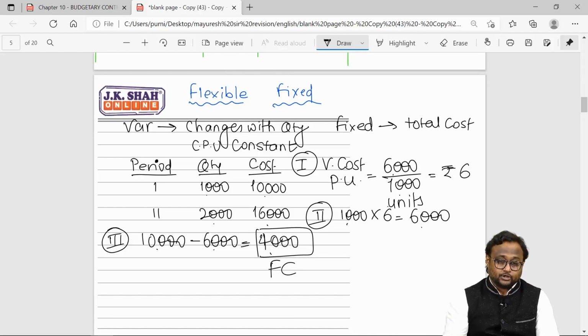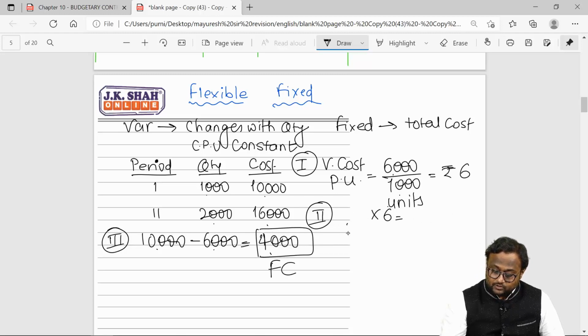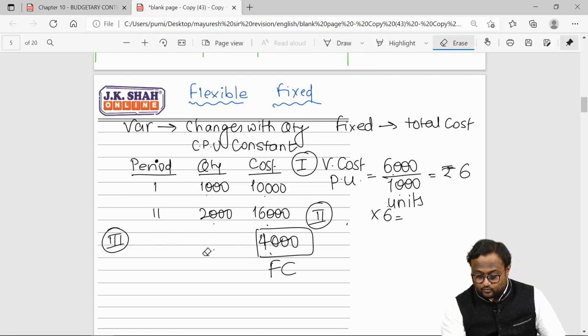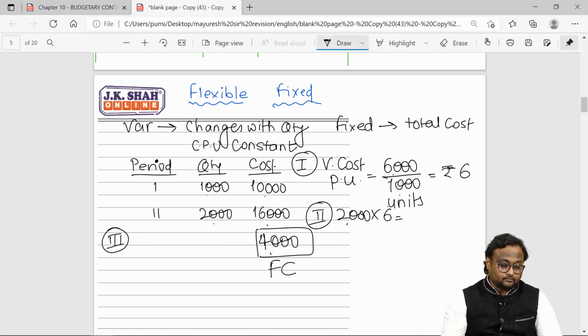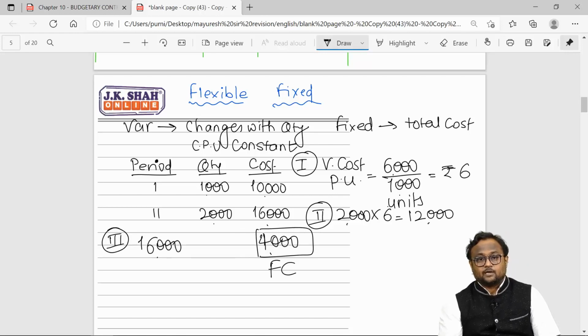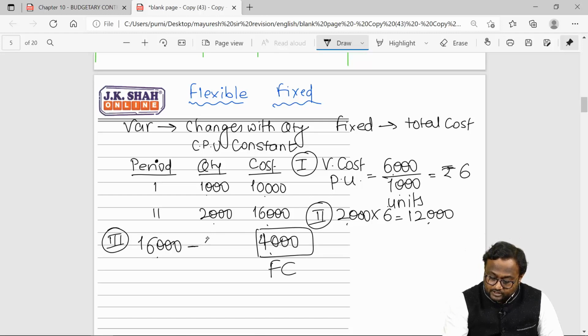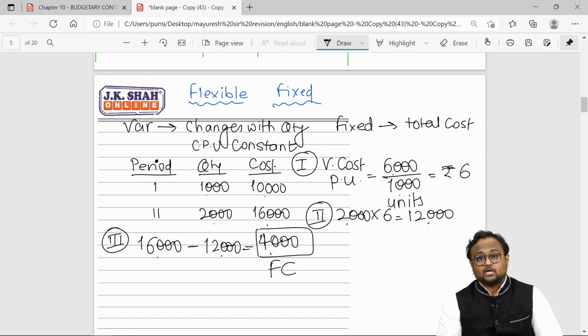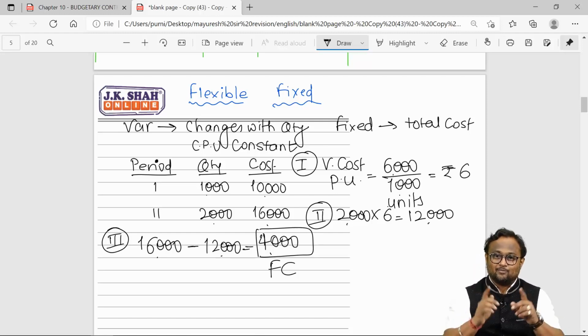Now, what is the guarantee that you are teaching right? Okay. Instead of 1000, I'm taking 2000 now, which is my quantity for the second period. You don't trust me, no? No problem. I will prove it in a different manner. 2000 units, 6 per unit is a variable cost structure. So 12,000 will be the variable cost. For the second period, 16,000 was my total cost. Out of 16, my calculation says 12,000 is variable. 16,000 minus 12,000, 4,000 has to be a fixed cost which is constant in both the calculations.